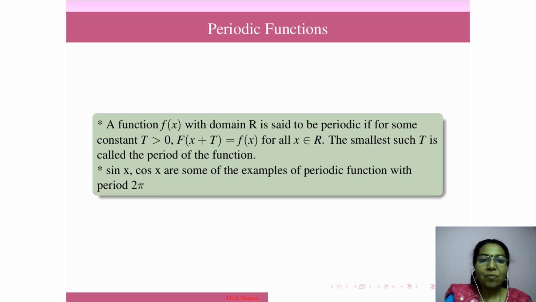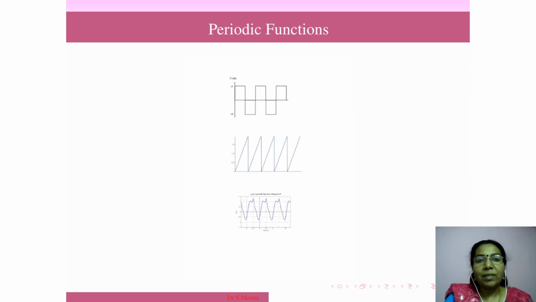A function f of x with a domain R is said to be periodic if for some constant t greater than 0, f of x plus t is equal to f of x for all x belongs to R. The smallest such t is called the period of the function. Sin x, cos x are some examples of periodic functions with a period 2 pi. These are some of the diagrams for the periodic functions.